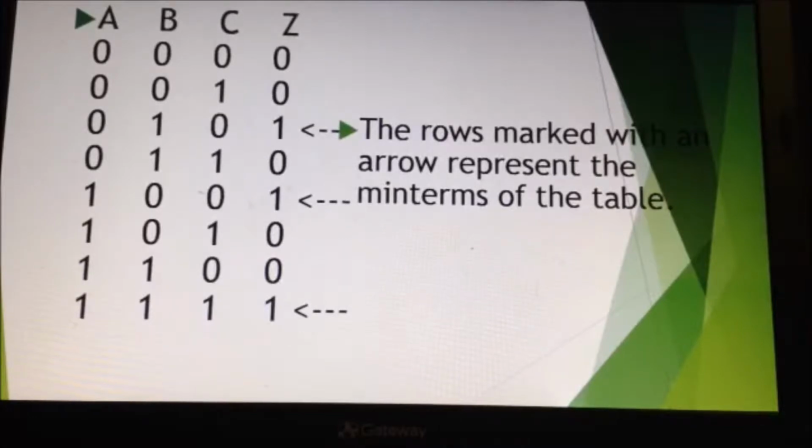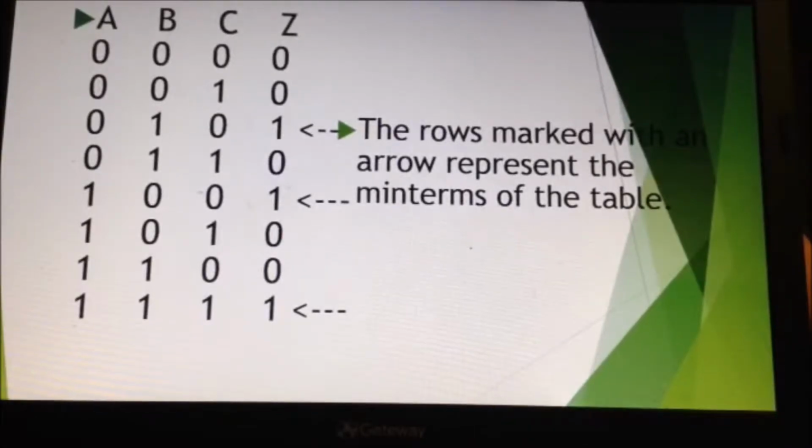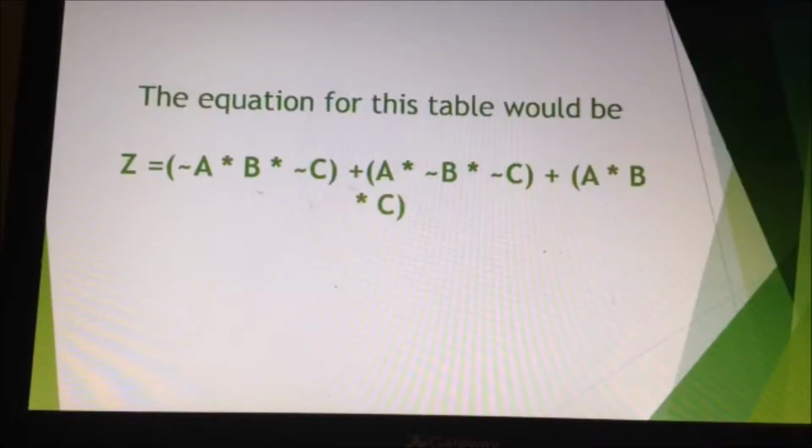In this slide, we can see a truth table, and all the rows marked with an arrow represent the min terms of the table. The equation for this table will be Z equals A' times B times C' plus A times B' times C' plus A plus B plus C.